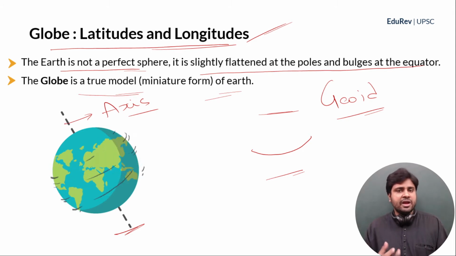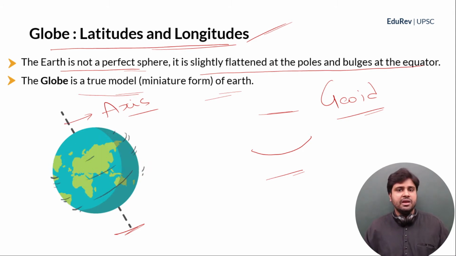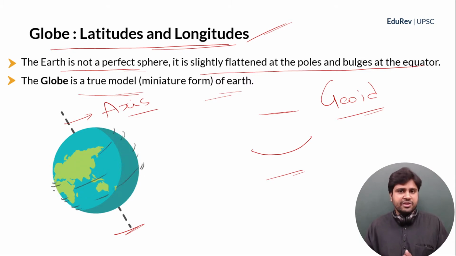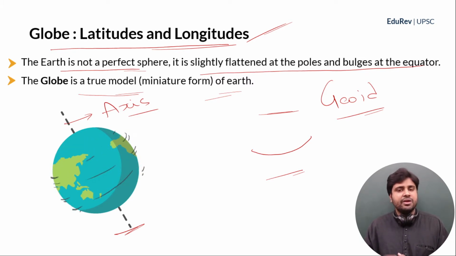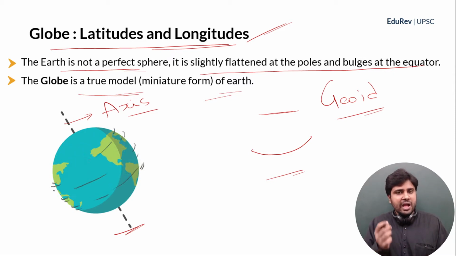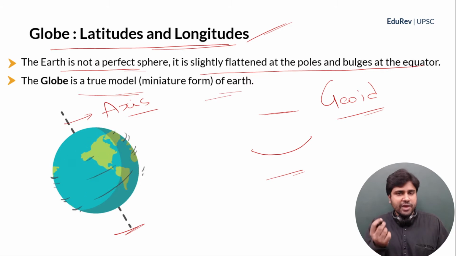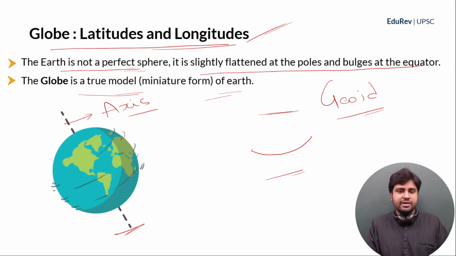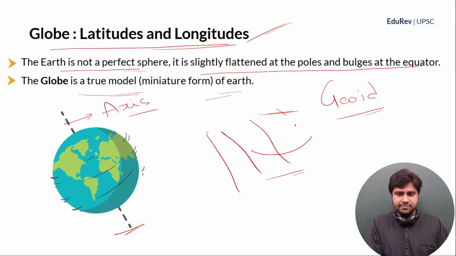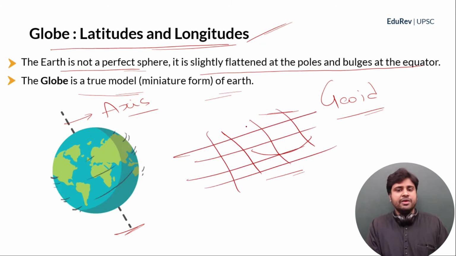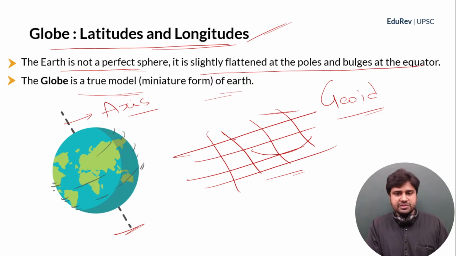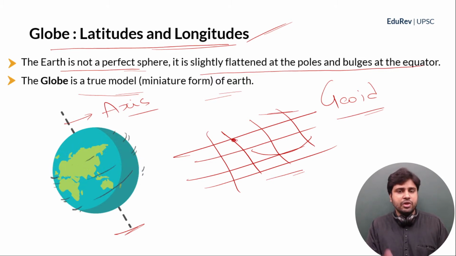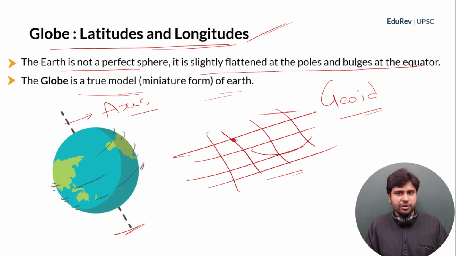Now, why do we need latitudes and longitudes in the first place? Latitudes and longitudes are imaginary lines which are used for reference. Without them, it becomes so difficult for us to determine accurately the location of any place on the Earth. Latitudes and longitudes form a grid on the Earth. Using this grid, you can accurately determine the location of any place on the Earth. So that is the reason we need latitudes and longitudes. Clear?